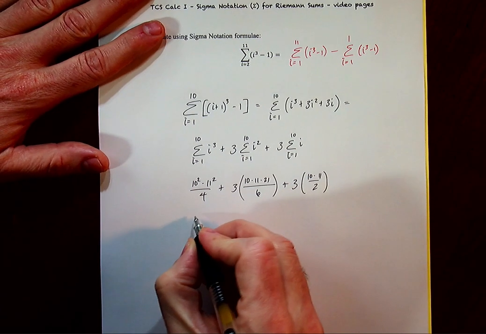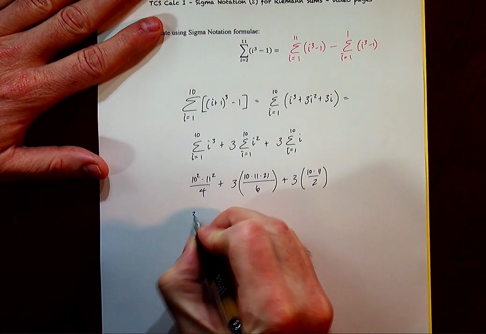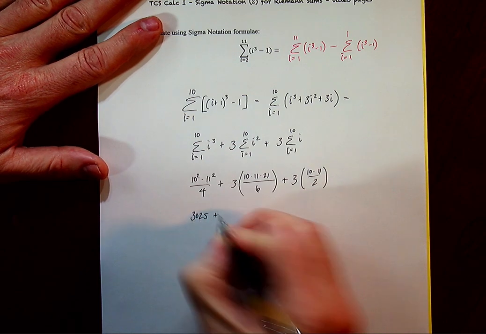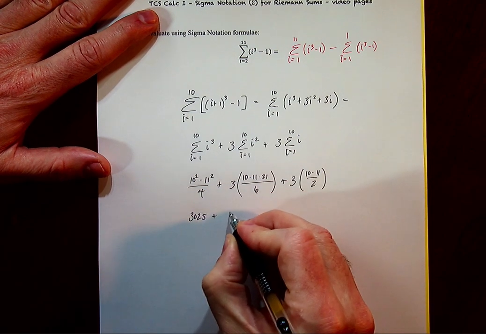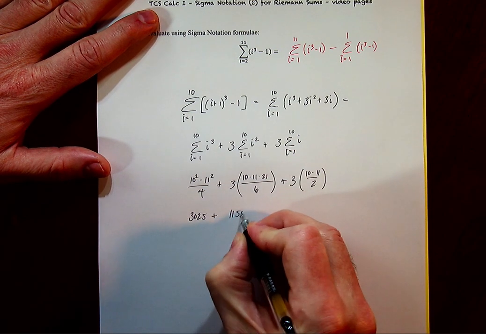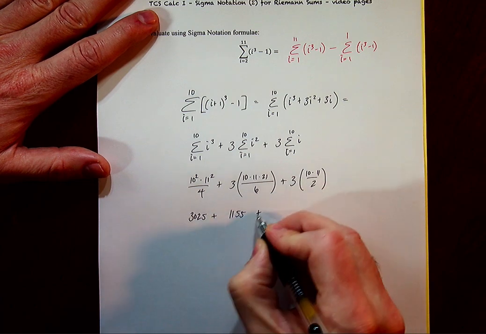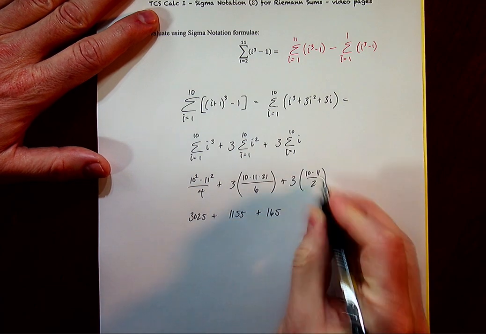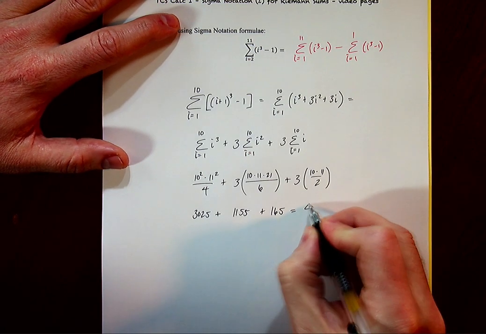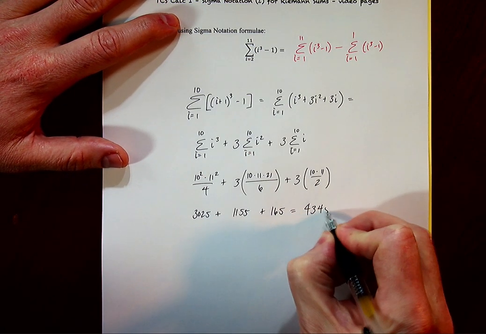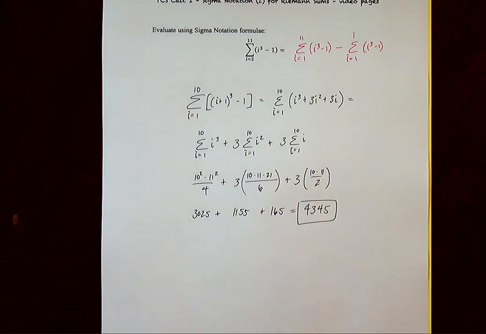Now this first one, if you plug it into your calculator, or if you want to do it longhand, you're more than welcome to. It's going to be 3,025. This one becomes 1,155, and this last one becomes 165, because I think we've seen this before, 55 times 3. That amounts to 4,345.